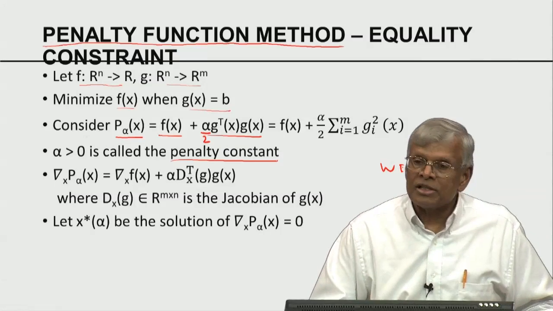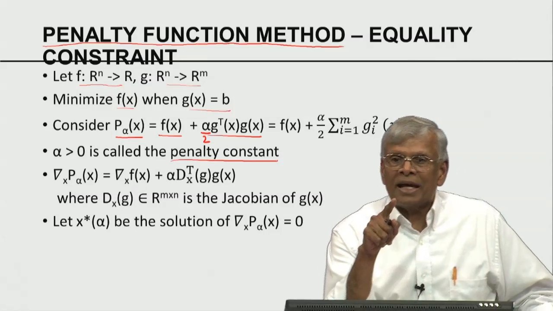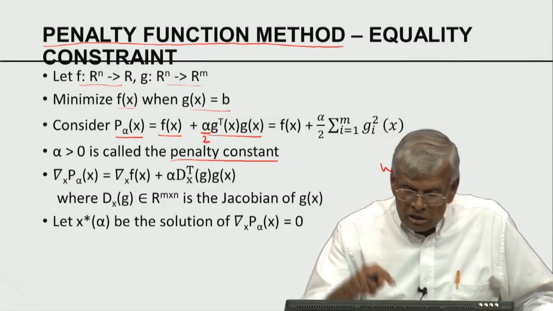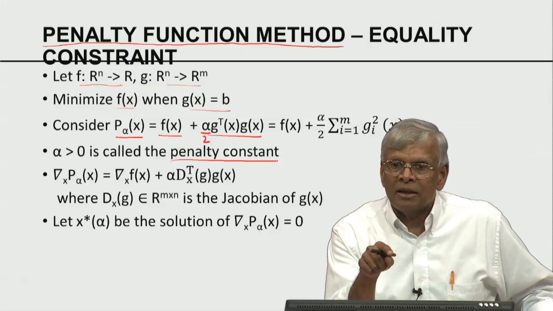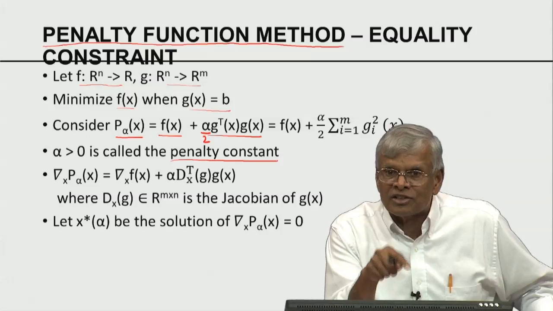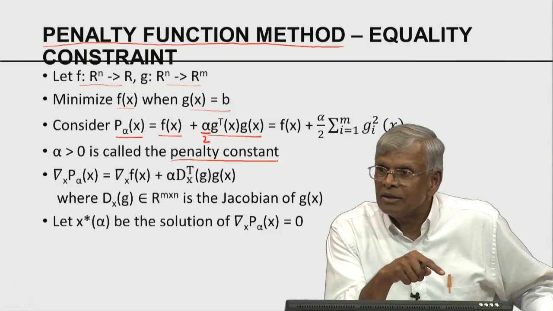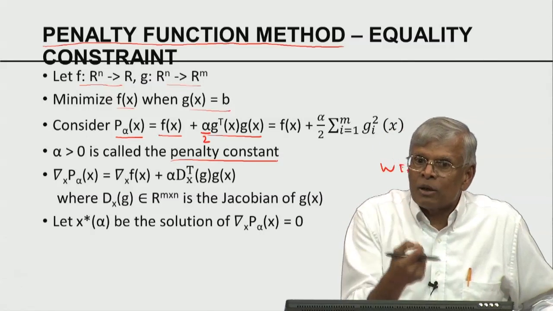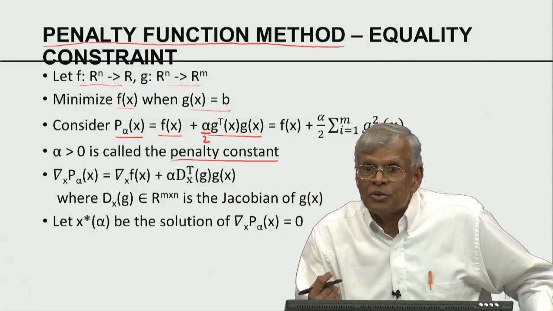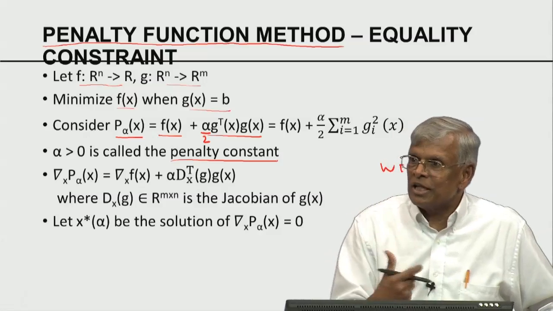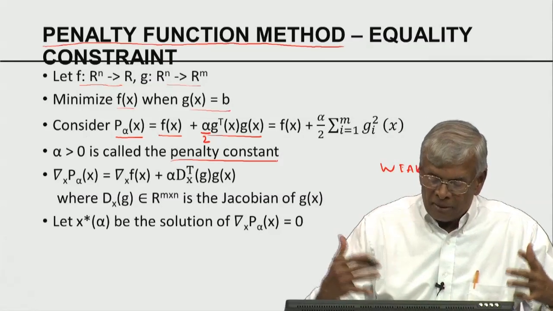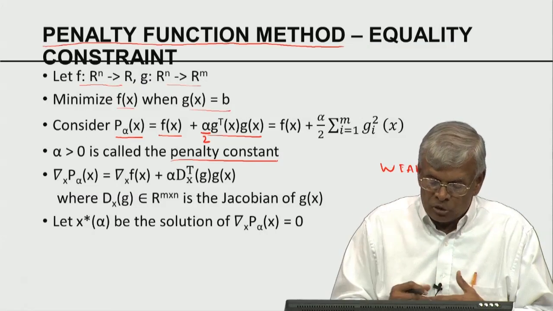What is the difference between this and the Lagrangian multiplier? In the Lagrangian multiplier, lambda was a free variable, and x is a free variable. Here, it looks as though alpha plays the role of lambda, but the difference is that alpha is fixed, it is not free, but x is free. So I have one free variable and another parameter that I have to choose and fix. Do you see the difference now? So alpha is called a penalty parameter. Generally, penalty parameters are supposed to be large.